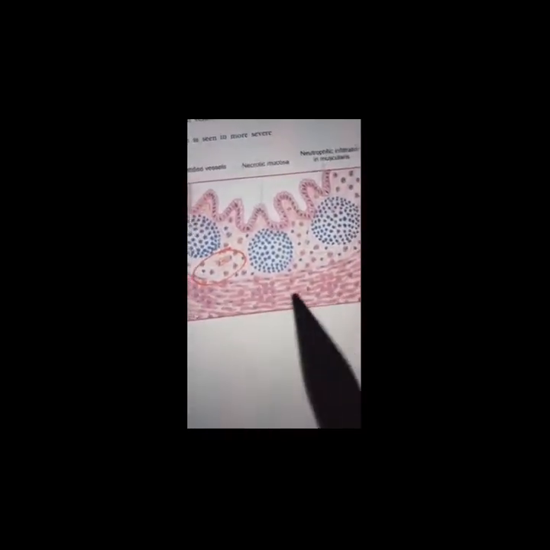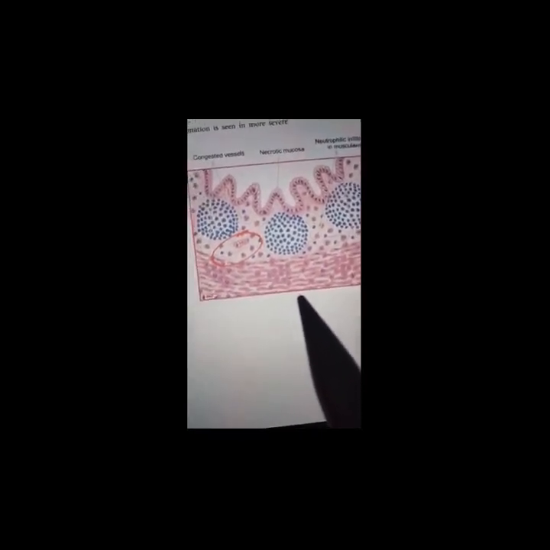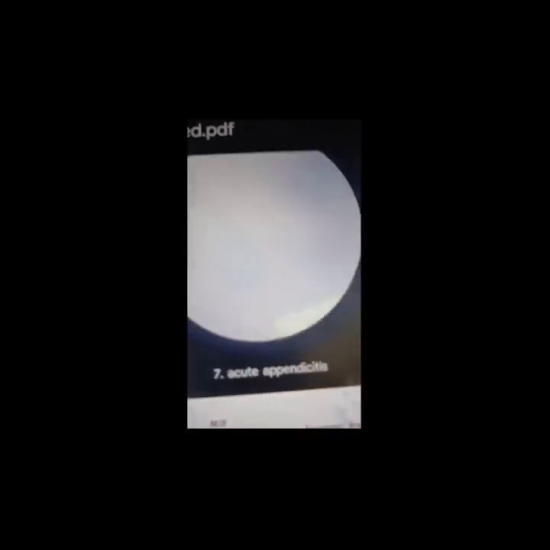Necrosis, this is the second observation. Then also neutrophil infiltration in the muscularis propria. This is the muscularis propria layer which is made up of smooth muscle cells, and here you can see there is a minute neutrophilic infiltration in the muscularis propria. So yes, this is about acute appendicitis.